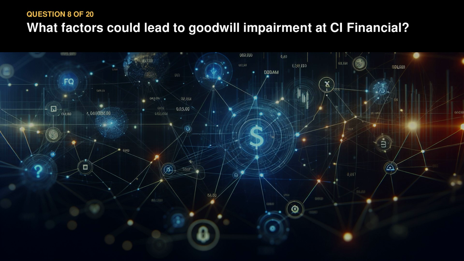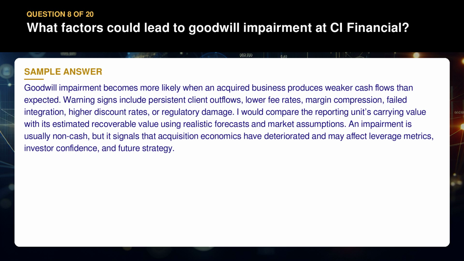Question 8. What factors could lead to goodwill impairment at C Financial? Goodwill impairment becomes more likely when an acquired business produces weaker cash flows than expected. Warning signs include persistent client outflows, lower fee rates, margin compression, failed integration, higher discount rates, or regulatory damage. I would compare the reporting unit's carrying value with its estimated recoverable value using realistic forecasts and market assumptions.